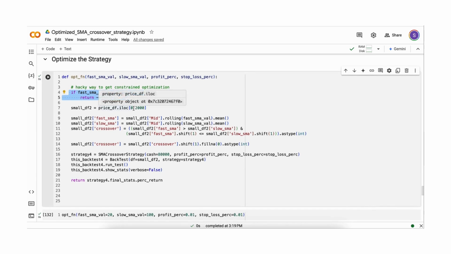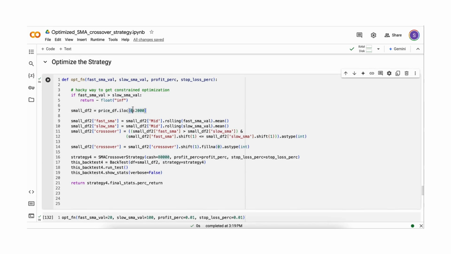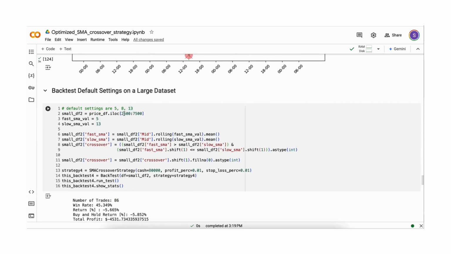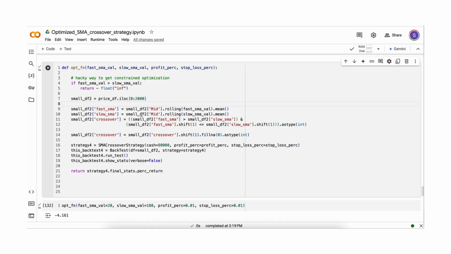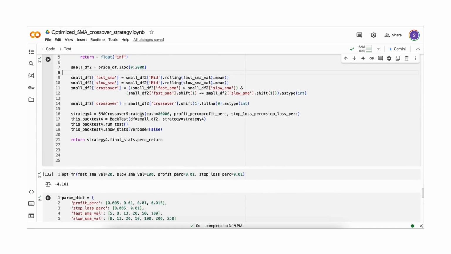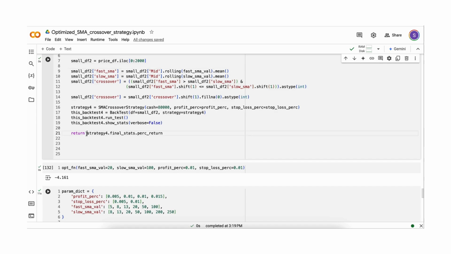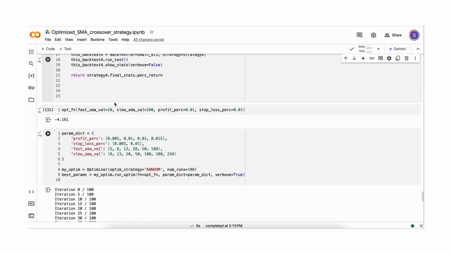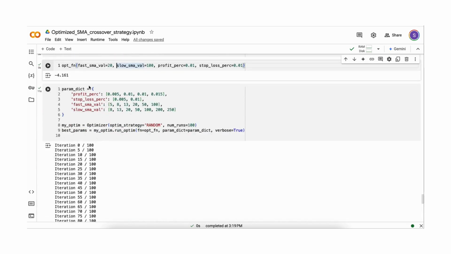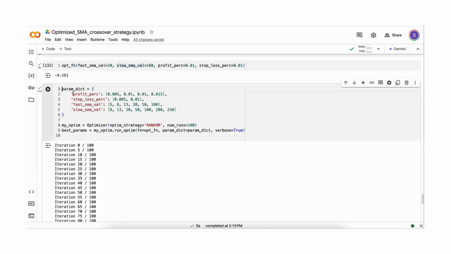So we consider a separate data set. We consider the first 2,000 points. Remember that we tested the strategy on a separate data set from the 2,500 index to the 5,000 points from there. So we use a separate data set for doing the optimization so that we are not overfitting. And the idea is to calculate the final percentage return for each of these arguments here. And here we show an example.